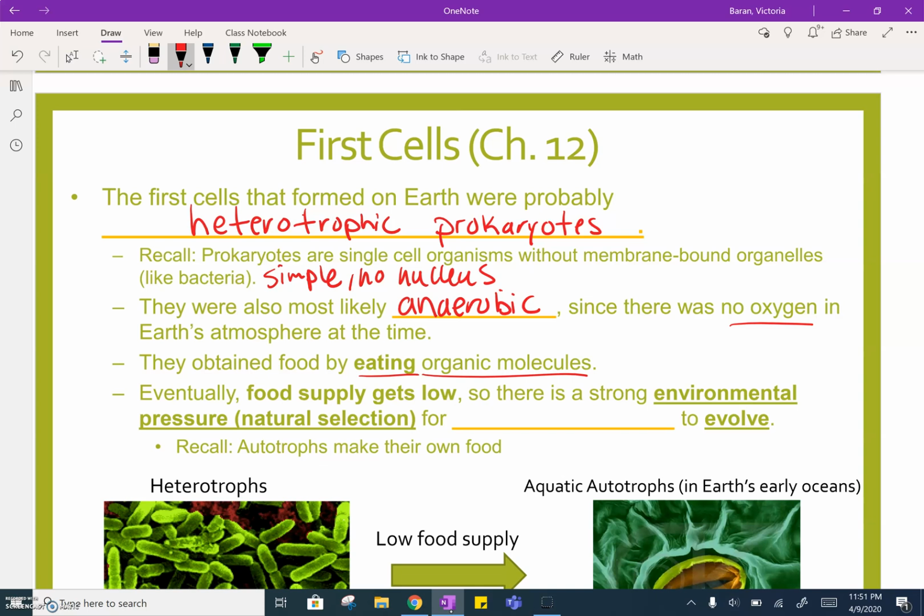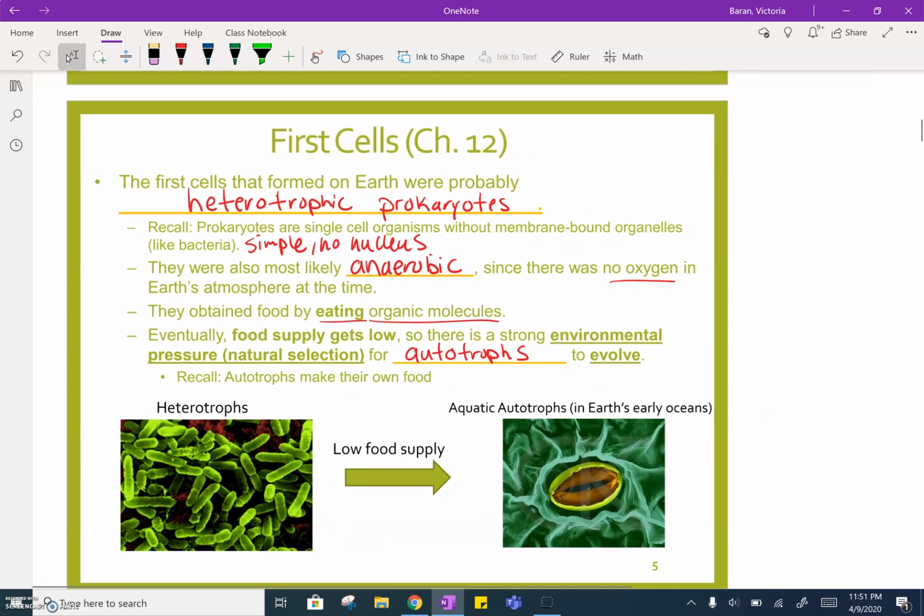So this allows for us to get the first autotrophs. Now remember, autotrophs are things that can make their own food. Really good examples of these that you are already familiar with are plants. However, we're not quite to the stage where we have the first plants quite yet. And these autotrophs were most likely aquatic, meaning they were in Earth's early oceans.